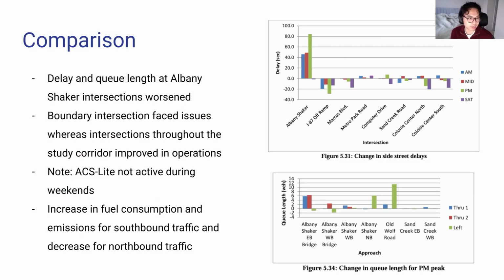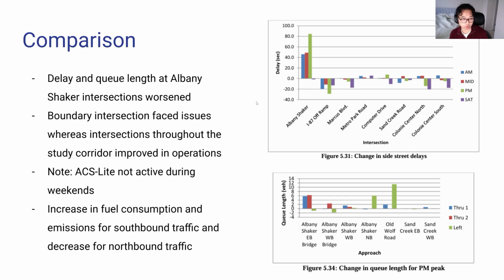So now moving on to the comparison. We see, like I said before, that the delay and queue lengths at Albany Shaker intersections worsened. You can also see this in the figure here. Basically, a lot of intersections improved. As you can see, delays decreased to less than zero, but delay at Albany Shaker increased greatly, especially during the PM peak.